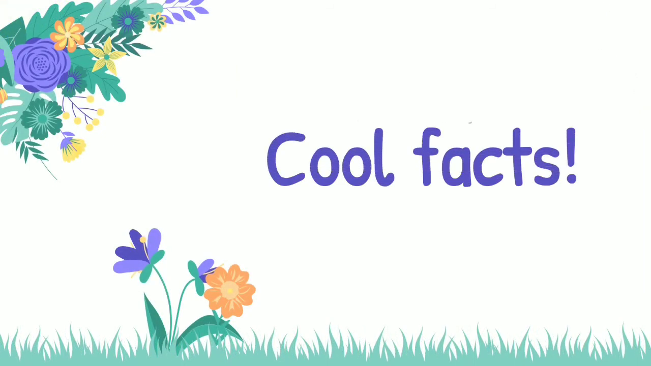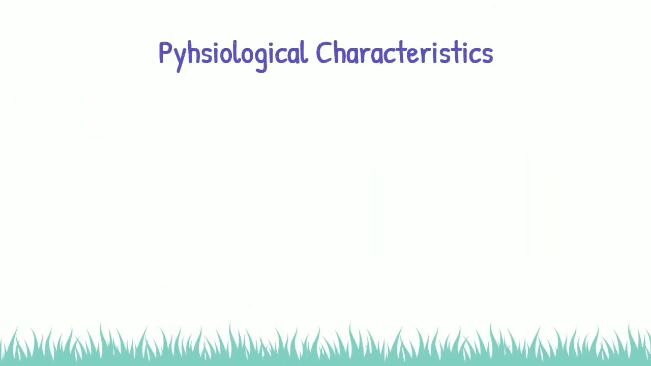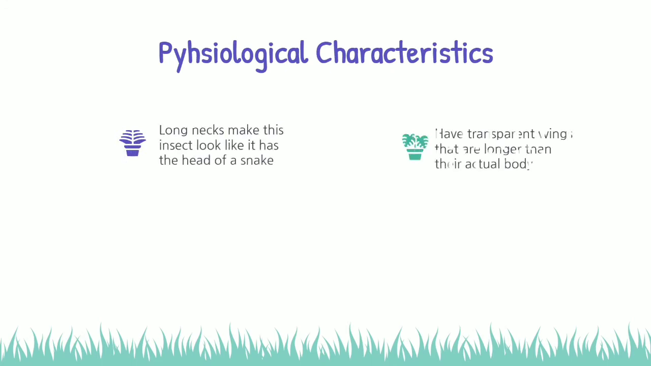So here are some cool facts about snakeflies. Physiological characteristics. Long necks make this insect look like it has the head of a snake. They also have transparent wings that are longer than their actual body, and females have a needle-like ovipositor.